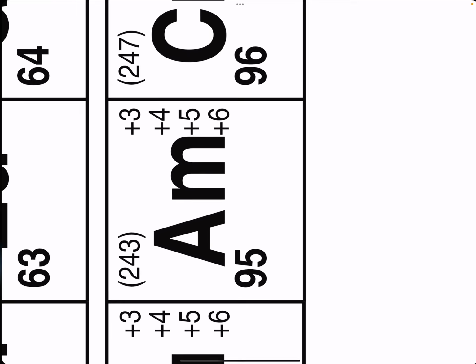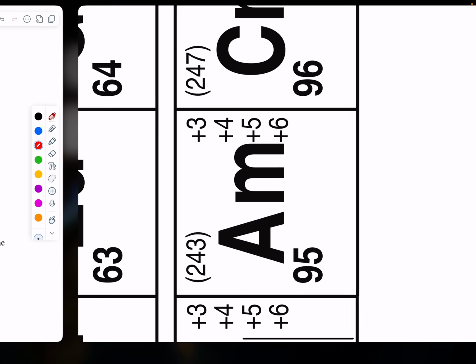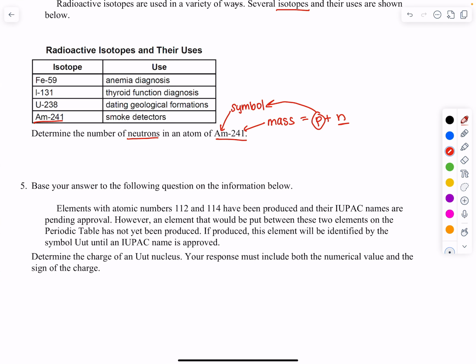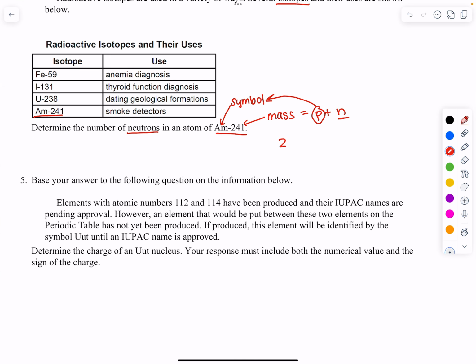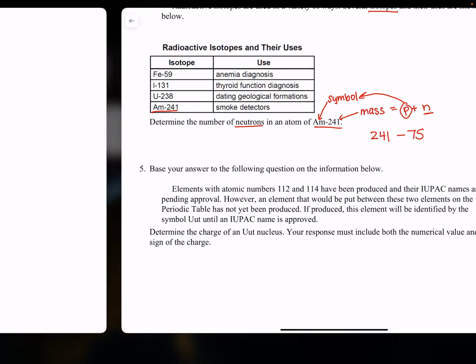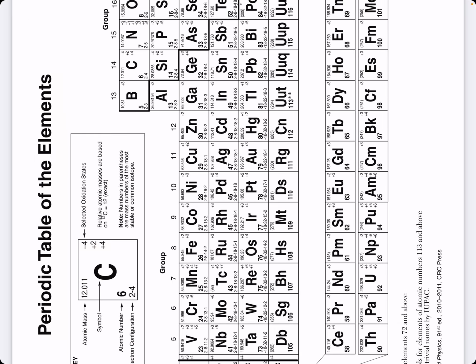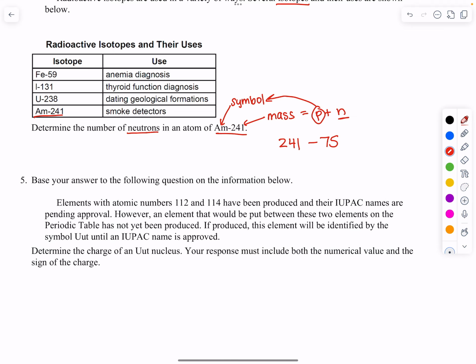Americium, named after America. It has an atomic number of 95. And I'm not using this number here. I'm going to use the one from the question, 241. 241 minus, what did we say it was? 75? I forgot already now. 75? No, 95. Good thing we checked. 241 minus 95 gives me 146. That's how many neutrons I have.